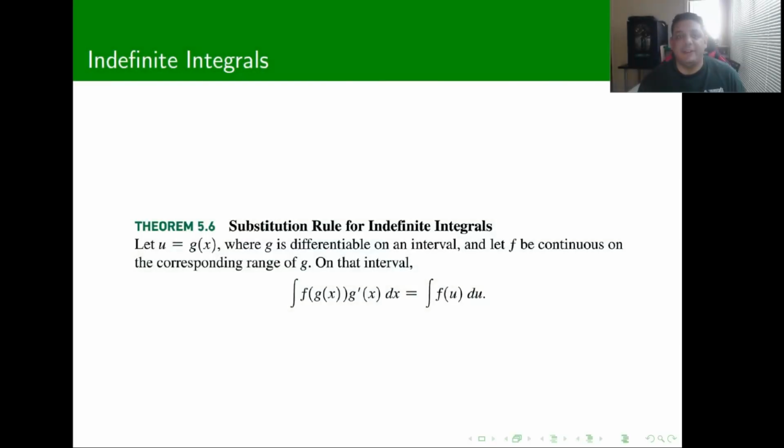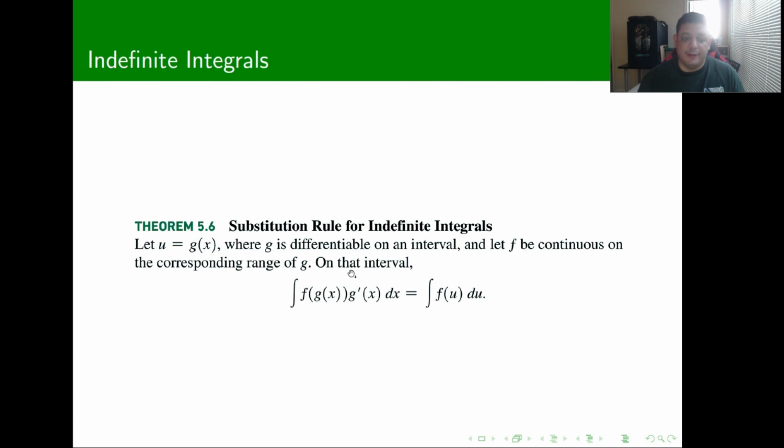When we have the chain rule for derivatives, we usually have a function f composed with a function g of x, and then by the chain rule the derivative of the composition is f prime composed with g, times g prime of x. Now we're going to have somewhat the opposite.